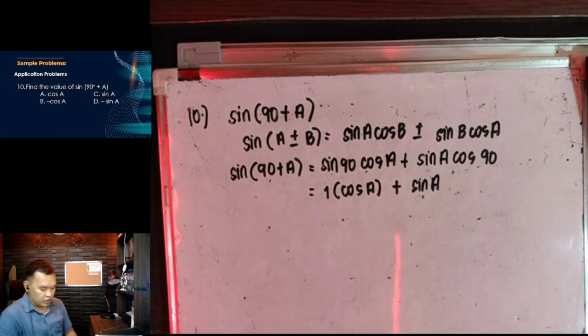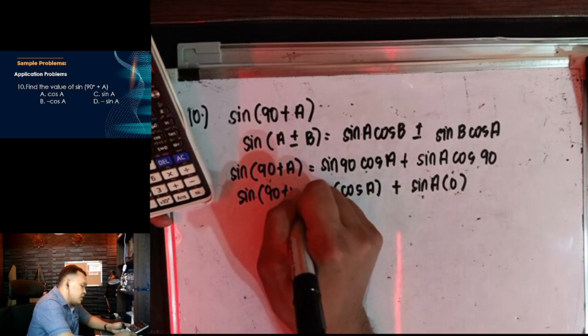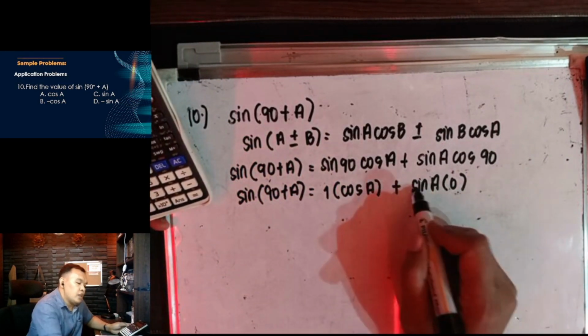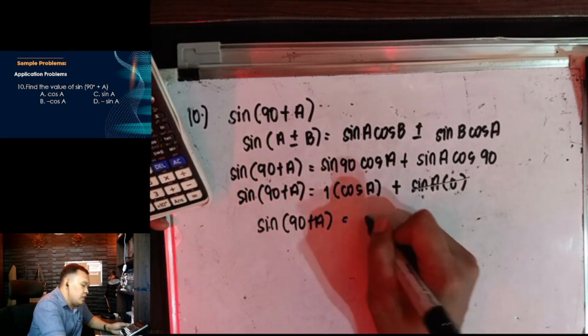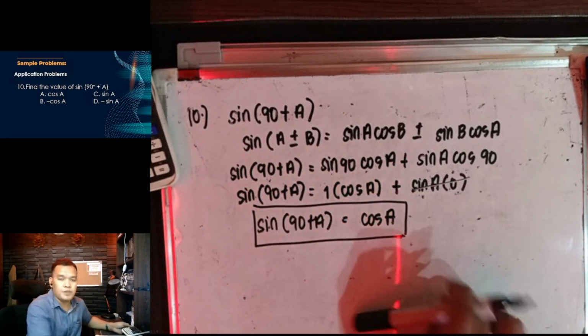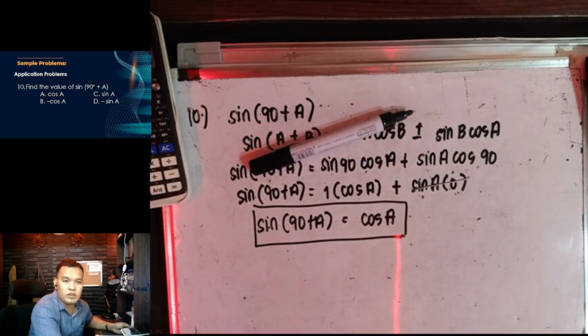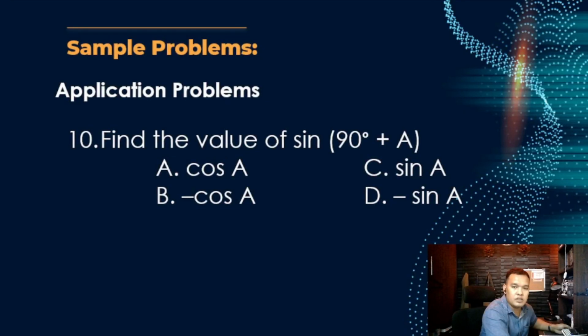And we all know that cosine 90 is equivalent to 0, multiplied by 0. So sin(90 + A), therefore, the value will be, wala na to. So we have here sin(90 + A) is equivalent to cosine A. So the answer will be cosine A. Try to check sa ating problem dito. So we have here letter A, which is the value of, yan, letter A. Cosine A ang sagot. Okay?